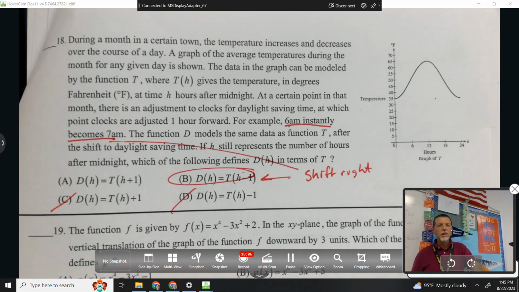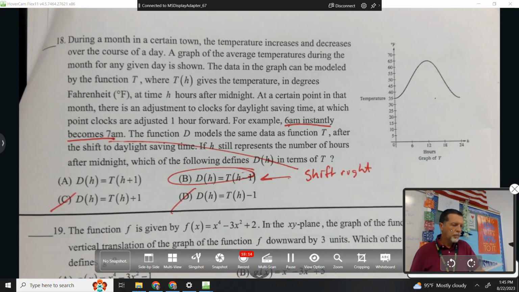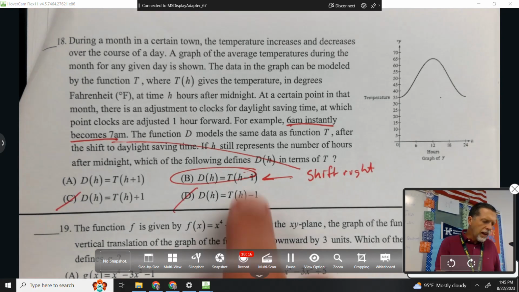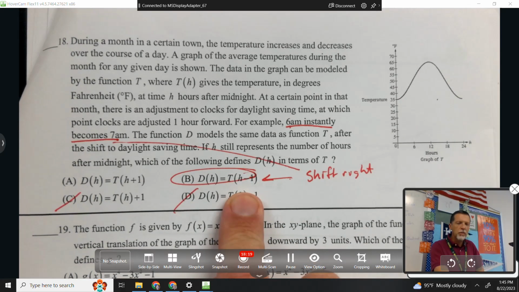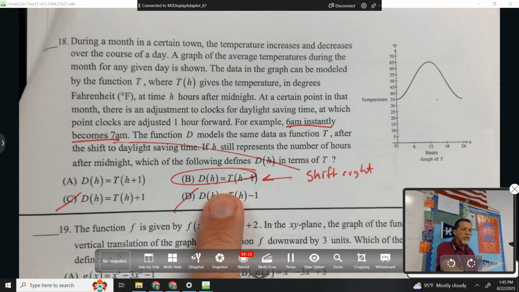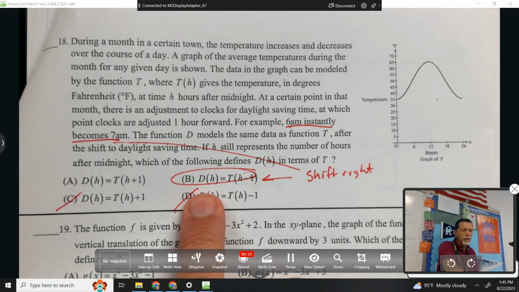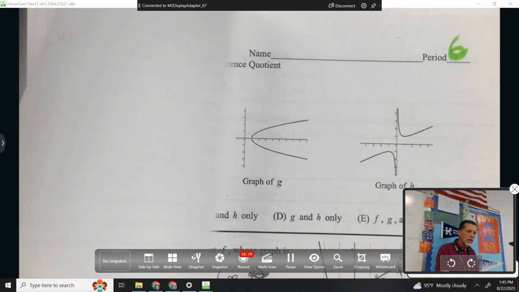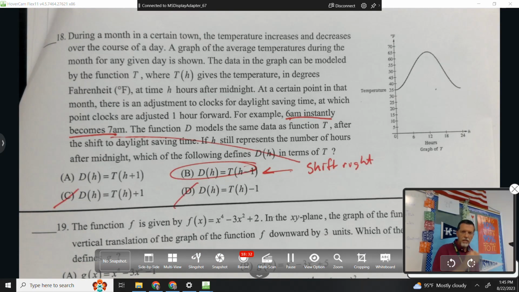That was a tricky one. No computation at all, just purely conceptual. Shift right means h minus 1. And I think that makes sense if you just tried to plug in some numbers there. So if you're on the T scale and it's 9 a.m., that would be the same as 8 a.m. on the D scale. So yeah, we're good. And that is it for the multiples of 3 for worksheet 8.